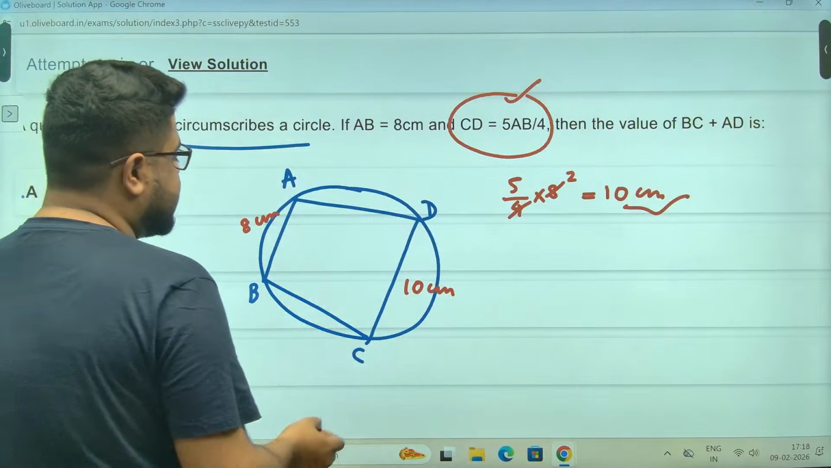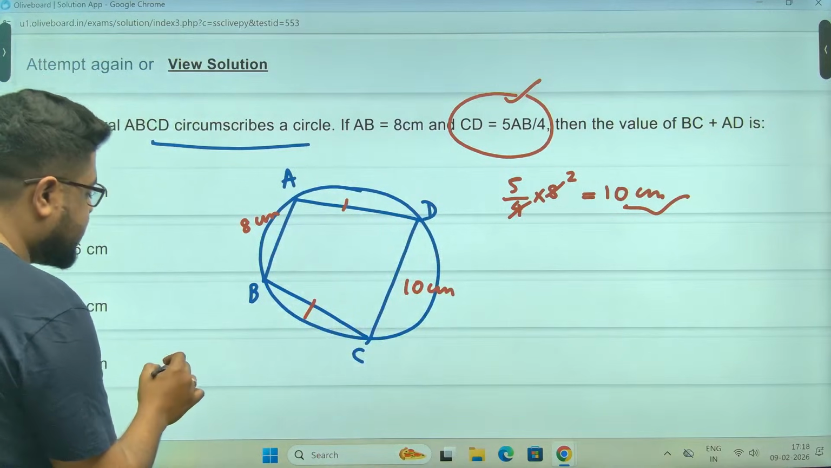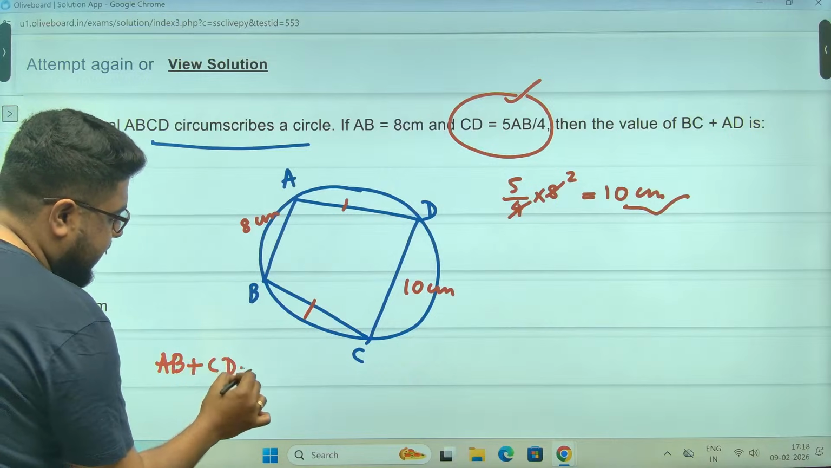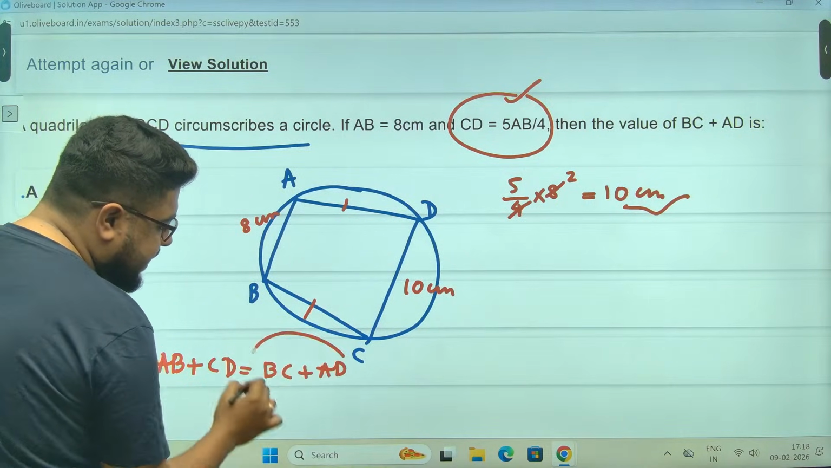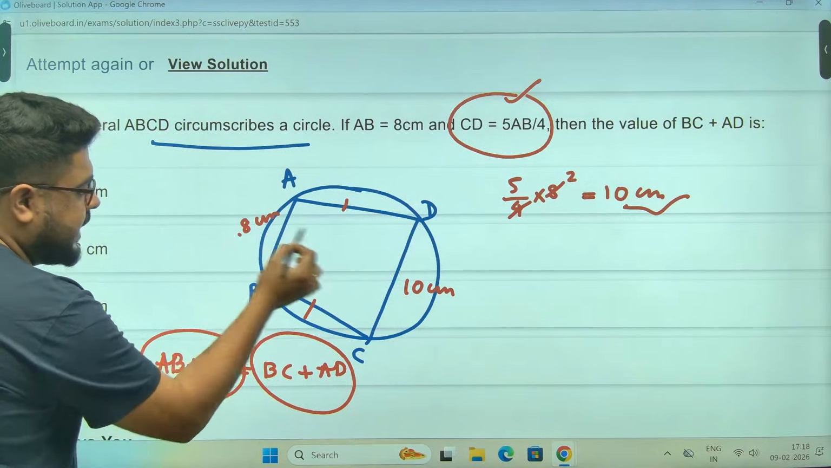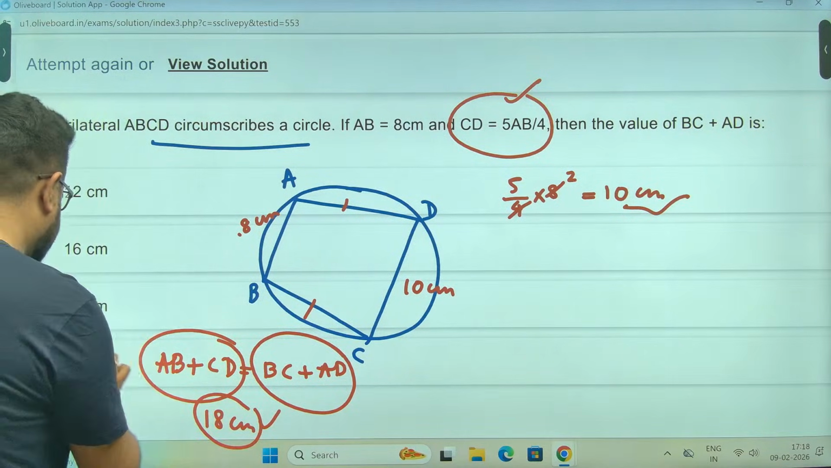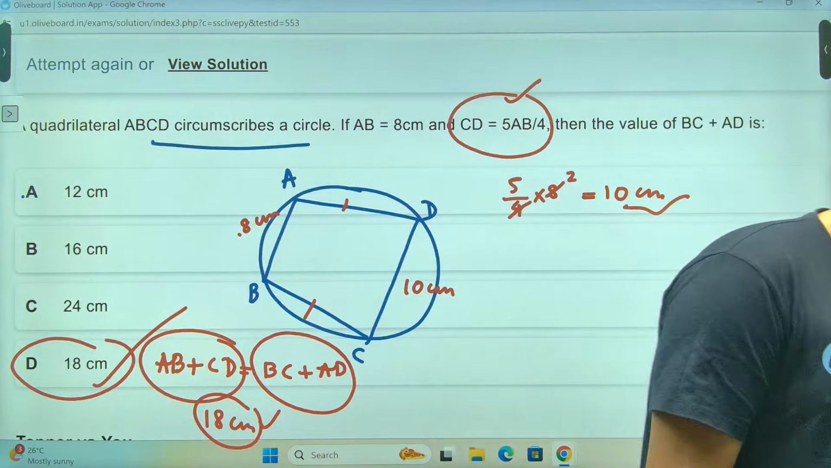Acha, they are asking BC plus AD. Sir, there is a property in case of any cyclic quadrilateral, sir, the opposite side sums are always the same. AB plus CD is equal to BC plus AD. So BC plus AD will also be equal to 8 plus 10, that is 18 centimeters. Again, a very simple question. Option D is the correct answer.